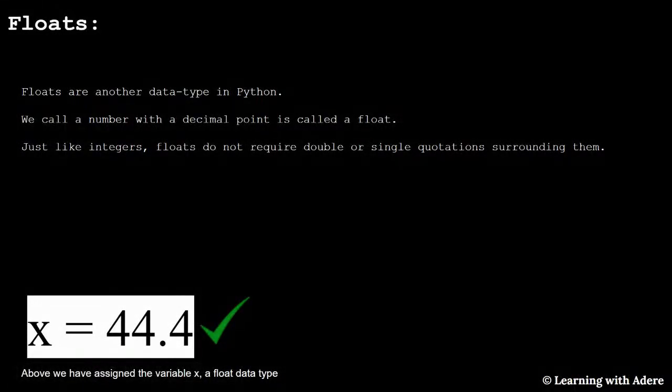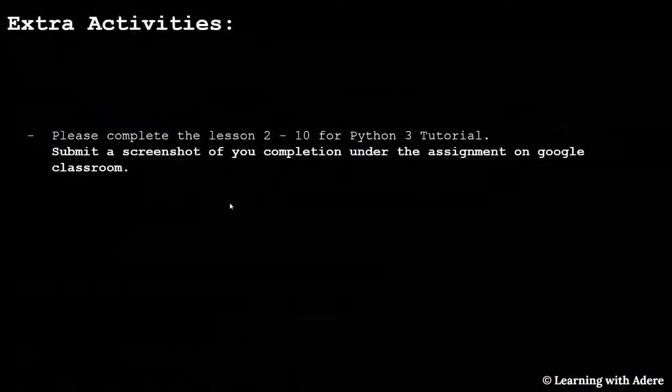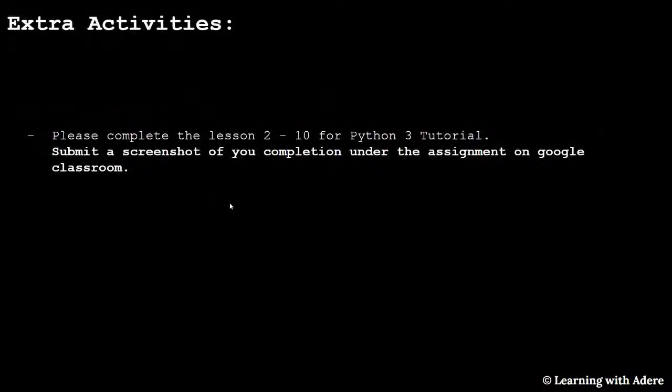So there's not a lot of extra activities for today. It's very simple. All I'd like you guys to do is please complete lessons 2 to 10 of the Python 3 tutorial on SoloLearn, and then submit a screenshot of your completion under the assignment on Google Classroom. So yeah, Python lessons 2 to 10, because we did only lesson 1 last class. And now we've learned the stuff from lessons 2 to 10, so we're ready for that. So any questions at all? Otherwise, we'll wrap up the class, and yeah, you guys did good.